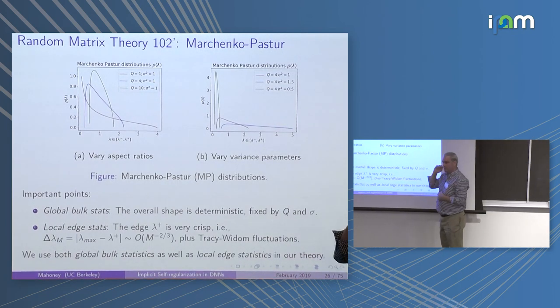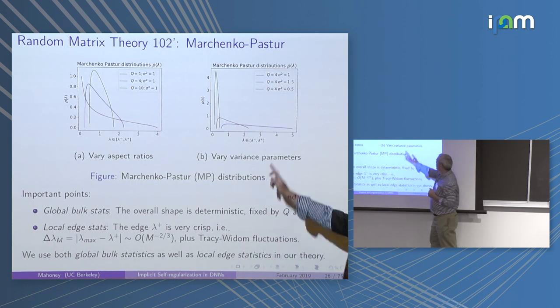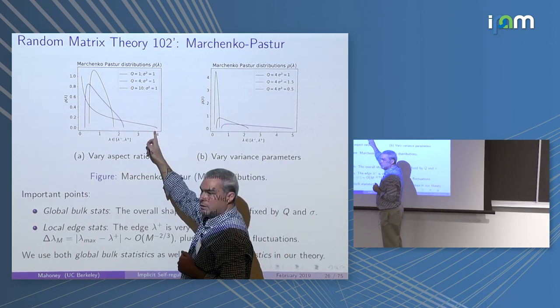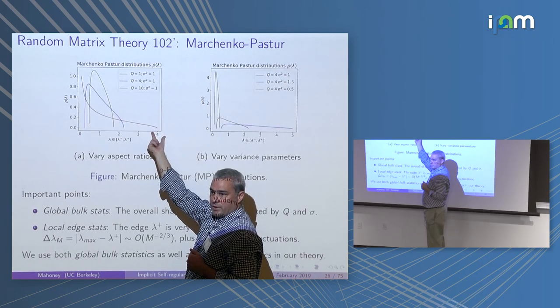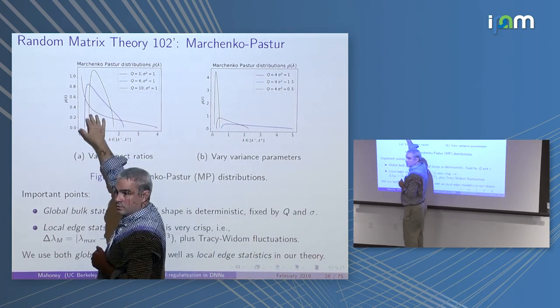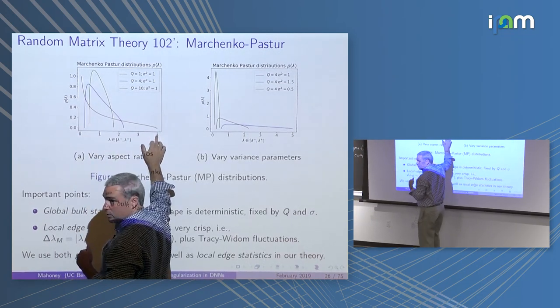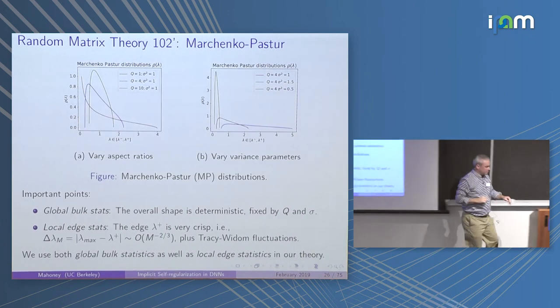And that's called Marchenko-Pastur. You go to that limit. It's the same as Wigner, except it's the rectangular case. There's a cutoff there. There's a Tracy-Widom edge effect, and you're never out there. So we're interested in the bulk shape, which depends on the aspect ratio and the variance. So there's a bulk shape and there's an edge effect. That's 102.